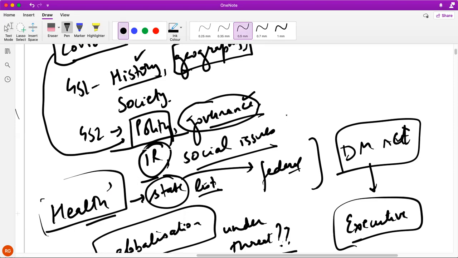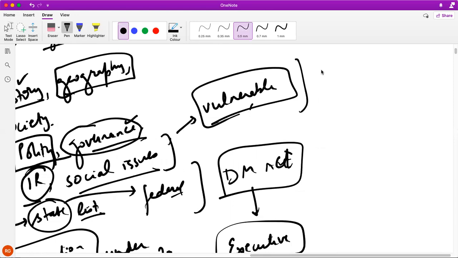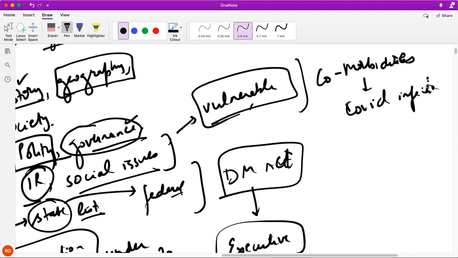Similarly, social issues. Under this, we study mainly about vulnerable sections. So vulnerable sections have got impacted. How is the old age population declining? Because they are vulnerable. They are suffering from comorbidities, and along with it, COVID infection. So if we see the trend of the last 2 years, since 2020 we are experiencing it. It's almost 2 years of COVID. It started in March 2020, and now we are in Jan 2022.